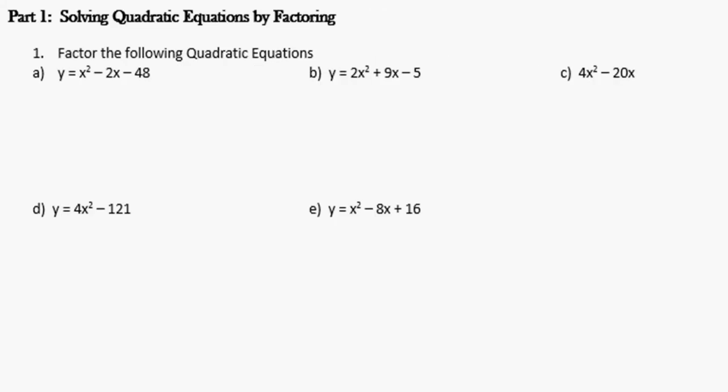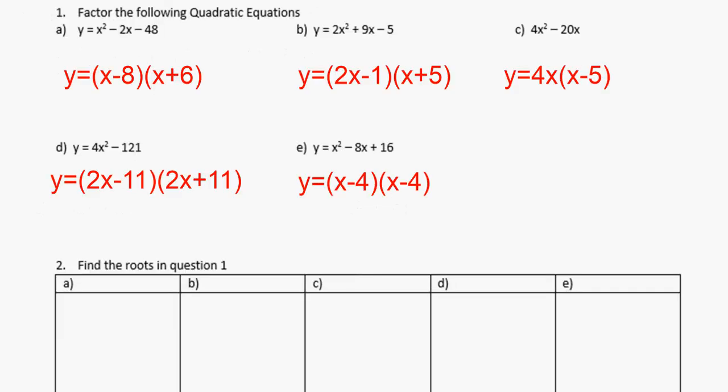The first one is solving by factoring. Of course, we have to factor first. We got a simple trinomial for A. For B, we got a complex one. For C, we've got a common factoring. For D, we've got difference of squares. And for E, we've got another simple trinomial. I'm going to skip right to the answers, though, because factoring should be something we were good at. So here they all factored nicely.